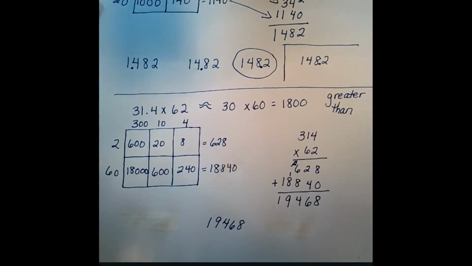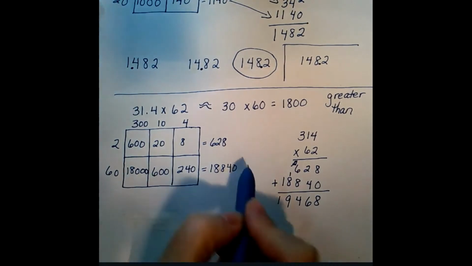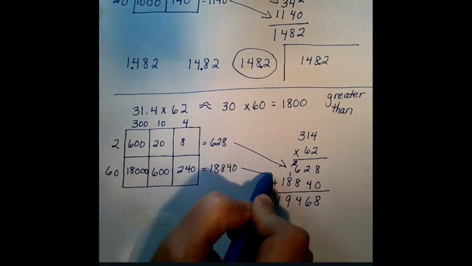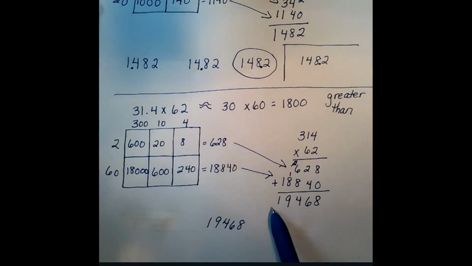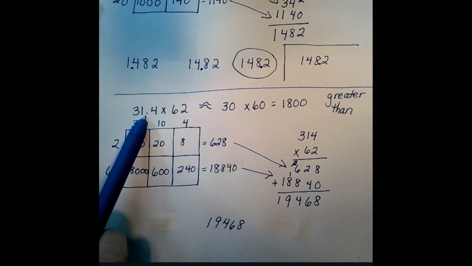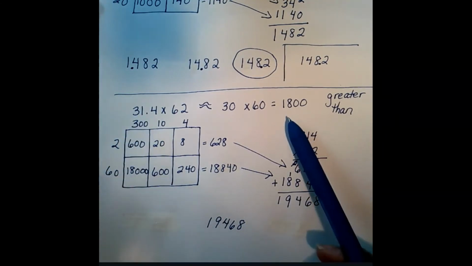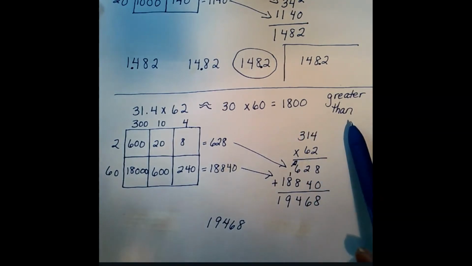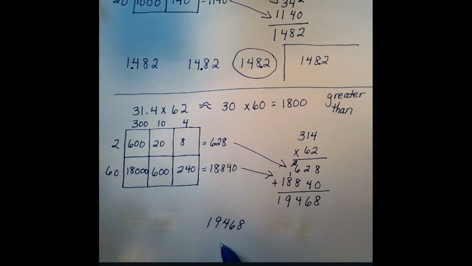As you can see, both ways we came up with the same partial product again. And when added together, we get 19,468. But we still need to add our decimal back in. So we know that our answer should be around 1,800 and that it's going to be greater than. What would make sense for where the decimal should be? What would be reasonable?